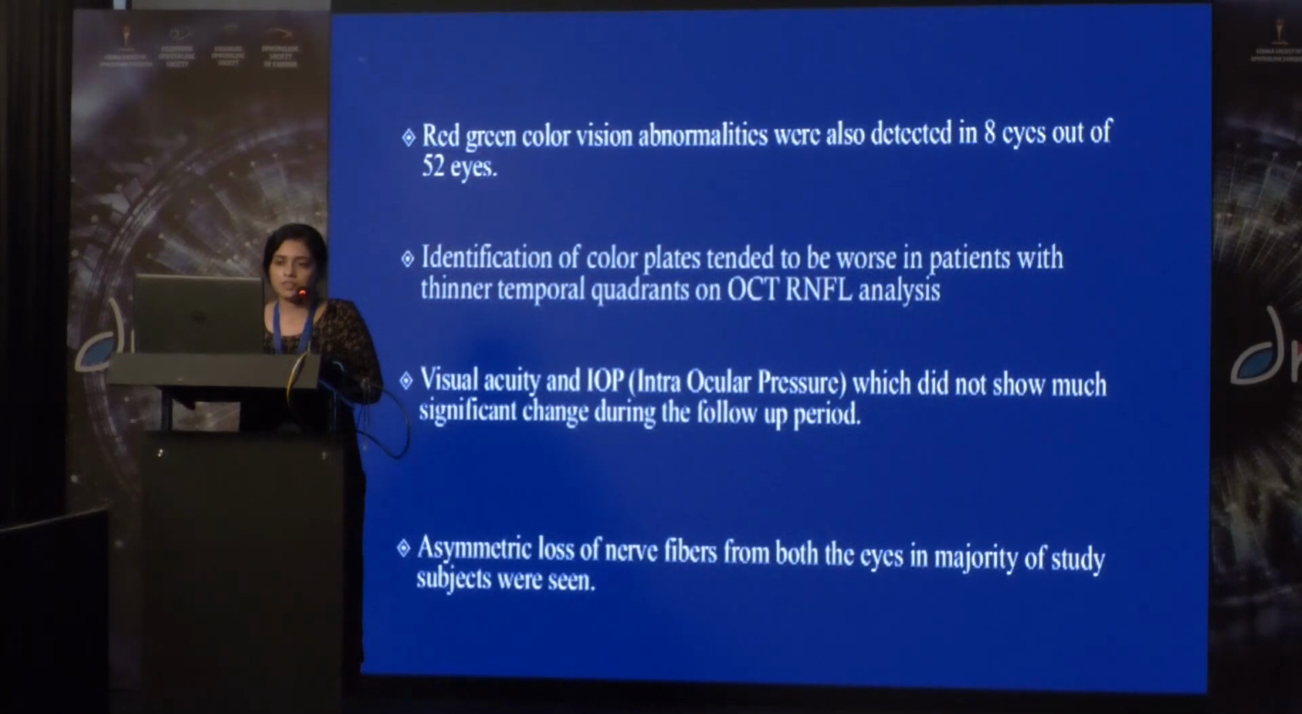Red-green color vision abnormalities were noted in 8 out of 52 eyes, and identification of color plates tended to be worse in patients with thinner temporal quadrants on OCT RNFL analysis. Visual acuity and intraocular pressure did not show much significant change. Asymmetric loss of nerve fibers was also noted between both eyes in the majority of study subjects.